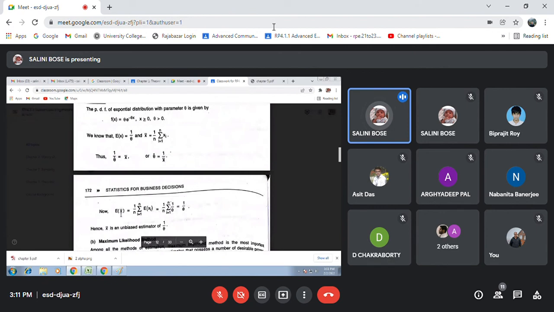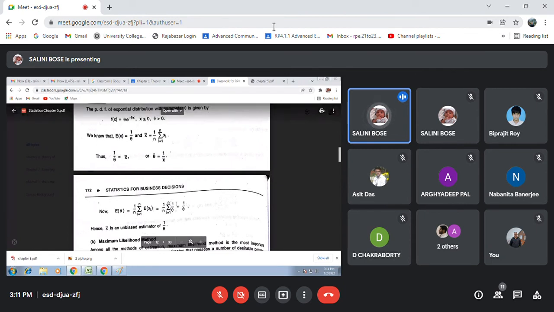So we can write E of x bar is equal to this formula, and for exponential, E of x i equal to 1 by theta. So summation of i equal to 1 to n means n by n times 1 by theta. That is equal to 1 by theta. So here also you are getting the same formula. You can follow E of t equal to theta.